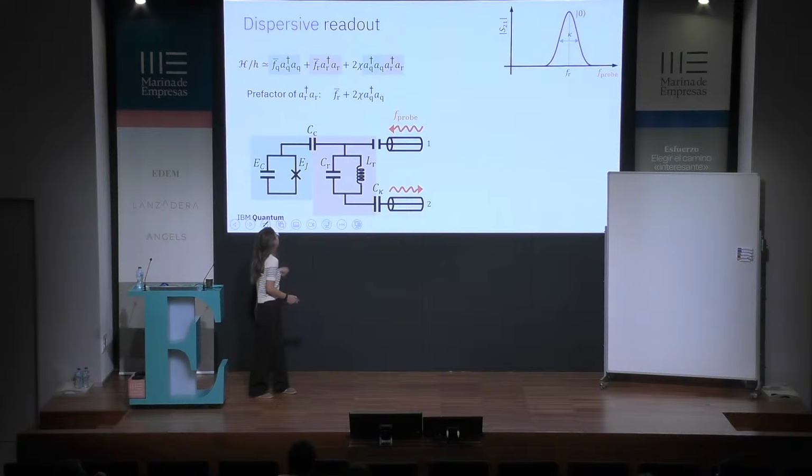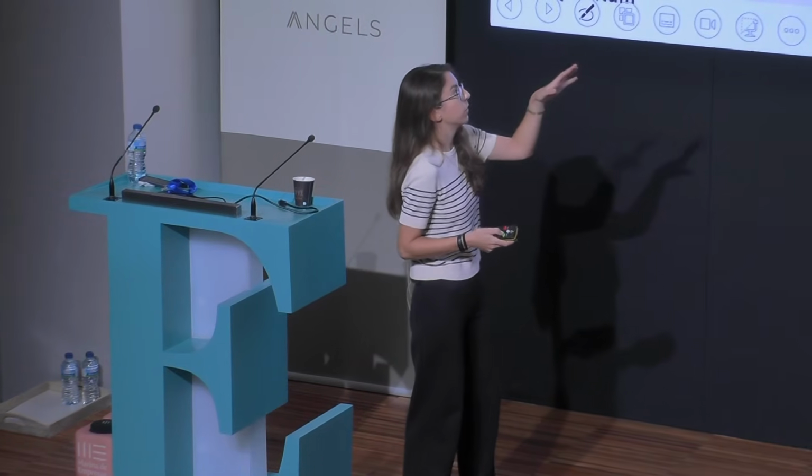If the qubit instead is in the 1 state, we were saying the resonator frequency changes. Now, this 2chi in this particular case is negative because I'm assuming that the resonator is above the qubit. If it was the opposite, it would be the opposite. So if the qubit is in the 1 state, you see a peak at a different position. This is the amplitude of a transmitted signal.